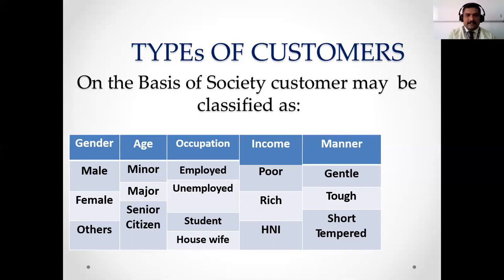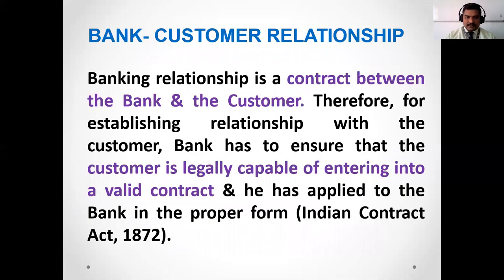Based on the nature of the customer, it is classified as general customer, tough customer, and short-term customer. Next, before we discuss the different types, there is a relationship between banker and customer. We already discussed it in the first unit, but I'm telling you again. The relationship between a banker and customer is based on the Indian Contract Act of 1872. Based on the Indian Contract Act, the relationship between banker and customer is executed.